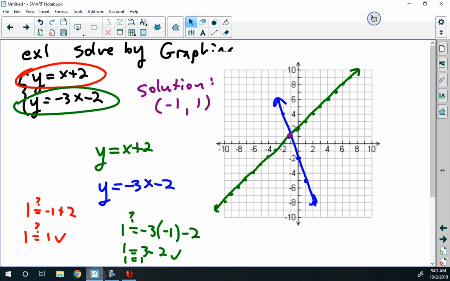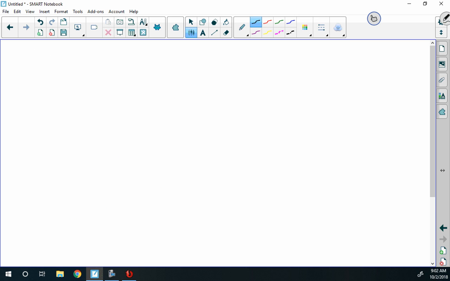Okay. So are there any questions, comments, concerns, short debates, long debates at all about example number 1 solved by graphing? Going once. Going twice. If not, what we're going to do is look at example 1 again, but this time with substitution.